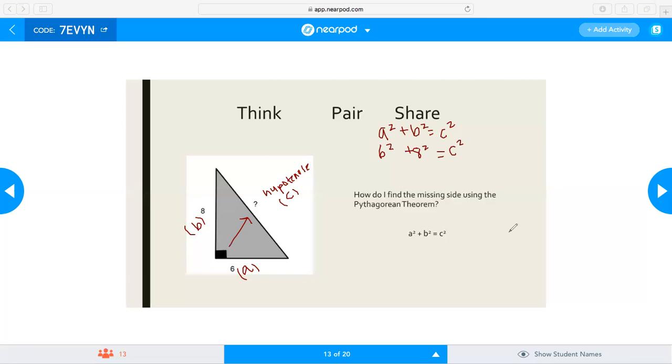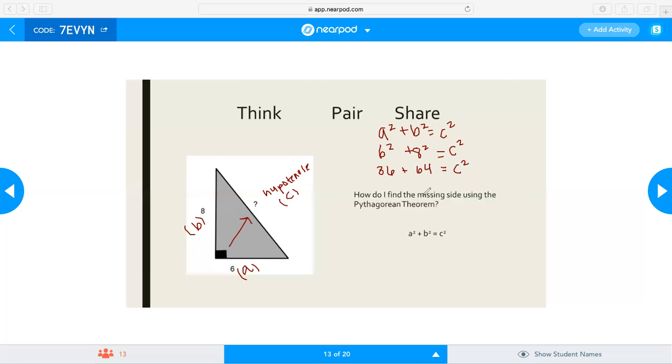Okay, let's just keep going. What is 6 squared? 36. What is 8 squared? 64. And we still don't know C squared, so we're just going to keep writing equals C squared.